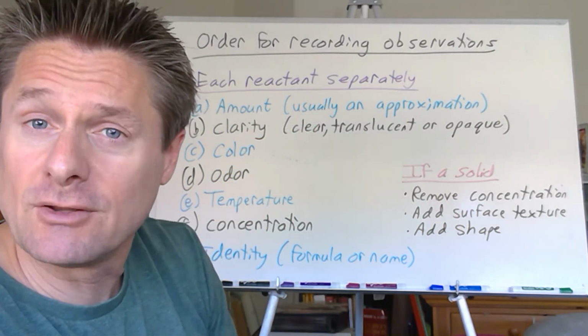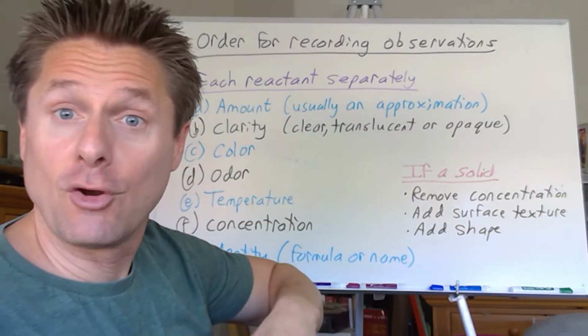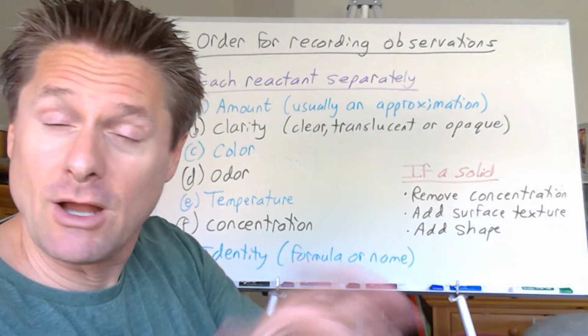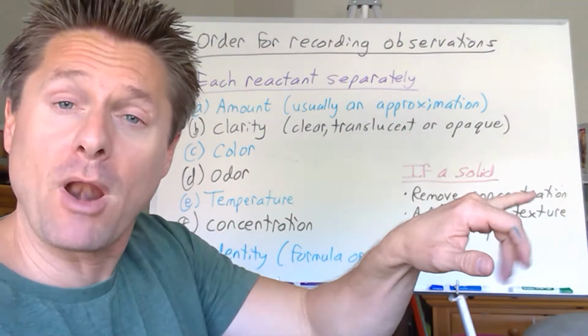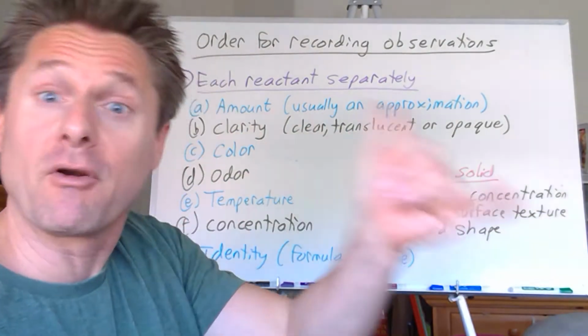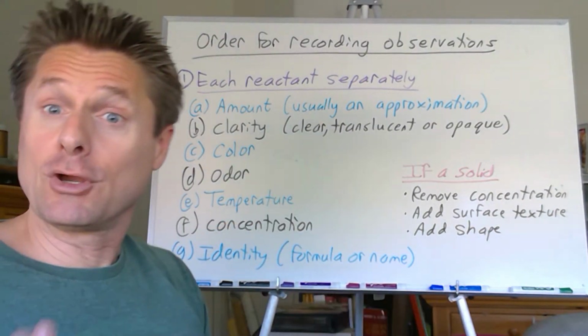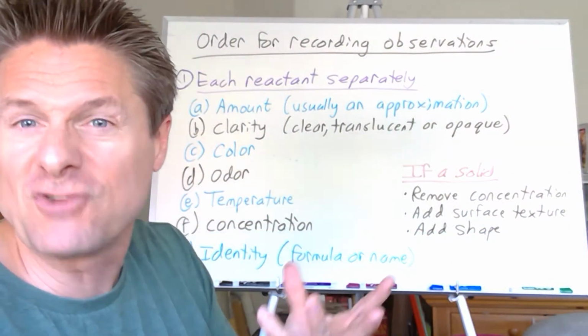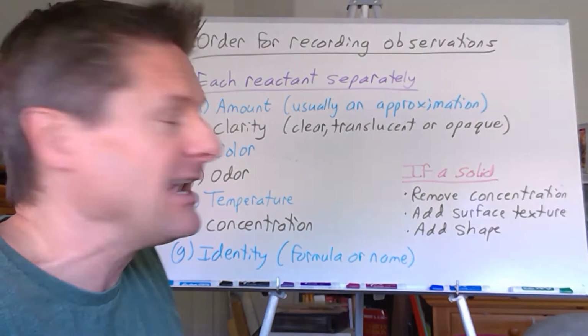Clarity, of course, if it's a solution. Is it clear, translucent, or opaque? We've got to look for clarity changes to look for solid formation. Color, of course, we need the colors of our reactants and then our product later to look for color changes. Odor, of course, looking for gas formation. We need the odor of our reactants and our product. Temperature, looking for energy changes. And usually we're going to say room temperature or colder or warmer, almost always starting at room temperature unless you specifically heat it up or something.